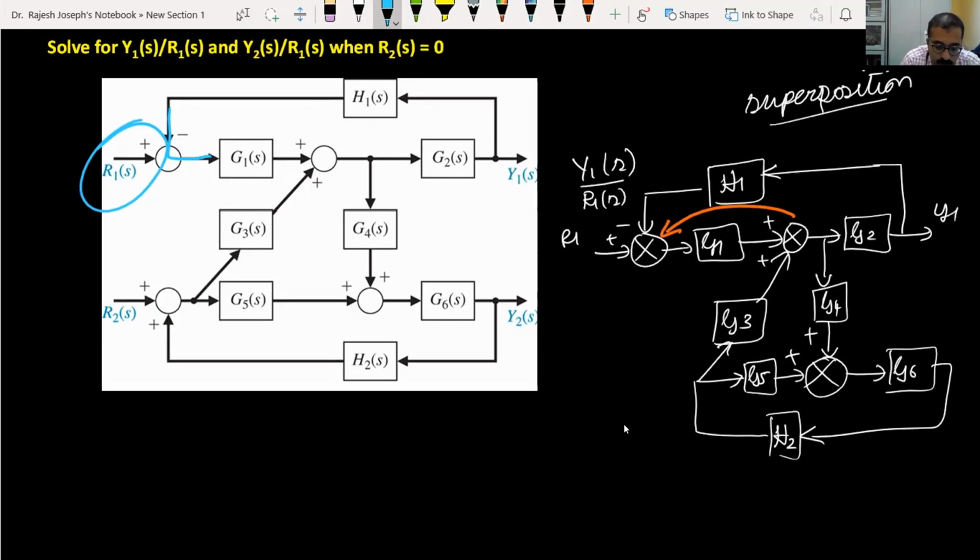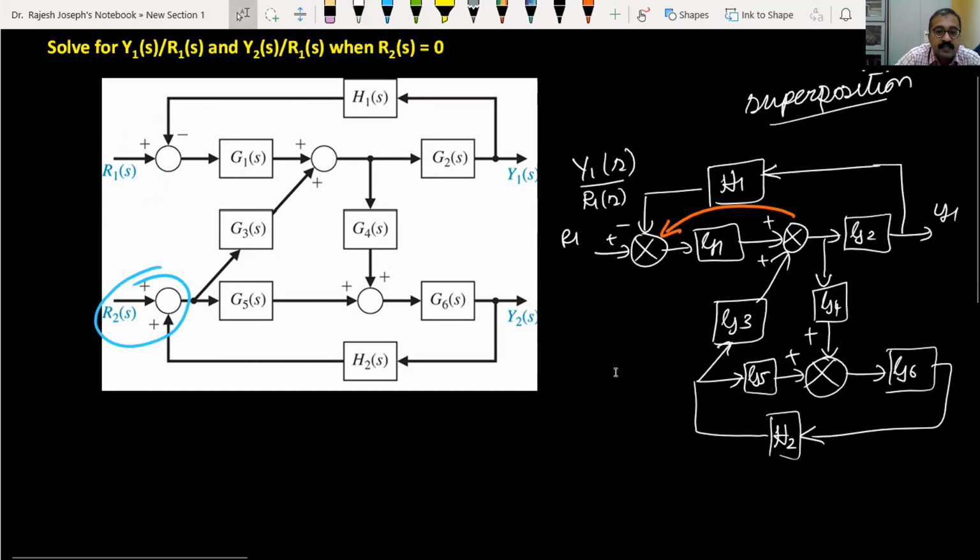Right? Oh, sorry. Solve for Y1, Y2 by R1. So Y2 by R1 when R2 is 0. R2 is 0 means this part is 0. Okay, so this will be there. We have to find what is Y2 divided by R1.